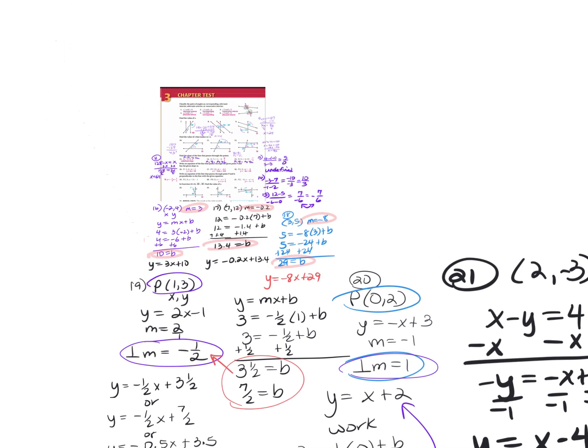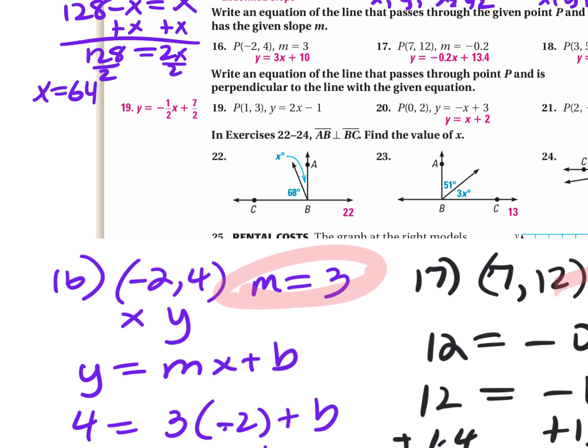So in number 22, this is where it's got the figure now, and they're telling us that ray AB is perpendicular to BC. So I know that perpendicular lines are going to form right angles. So I actually have a little right angle here. In order to find the value of x, if you wanted to set it up algebraically, you would do this. But really all you needed to do was subtract 90 minus 68, and x equals 22 degrees.